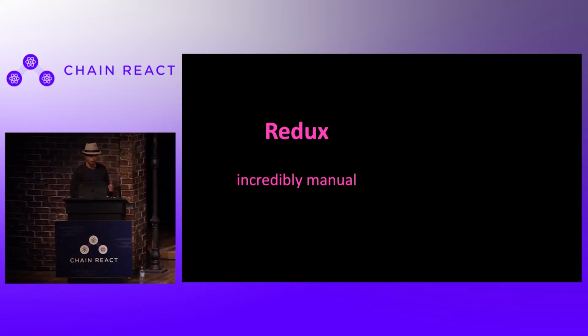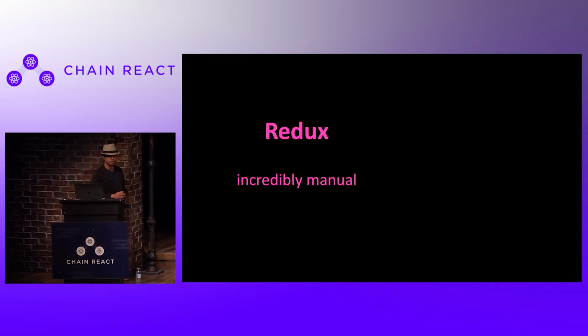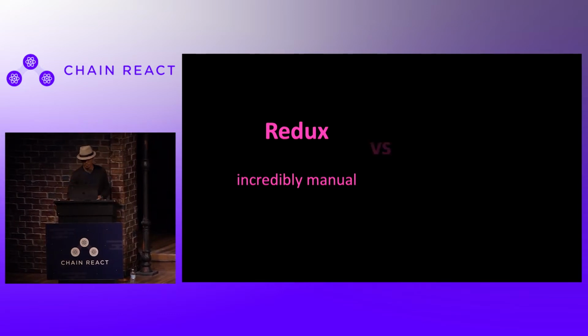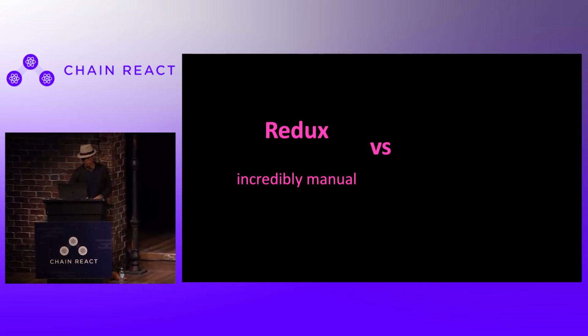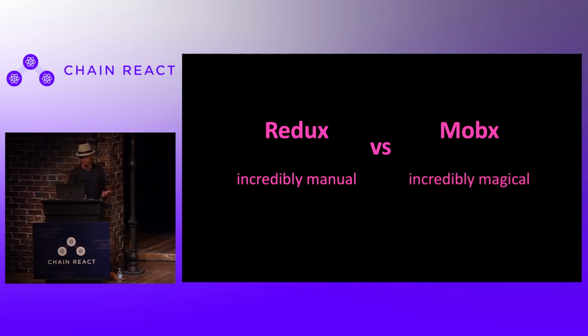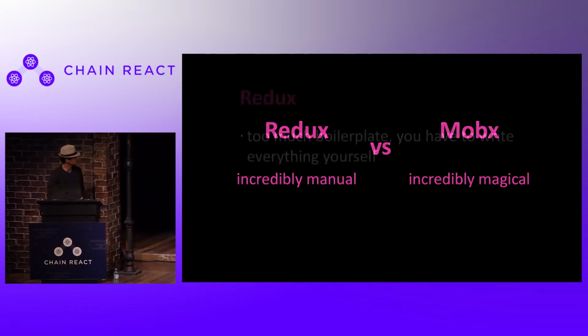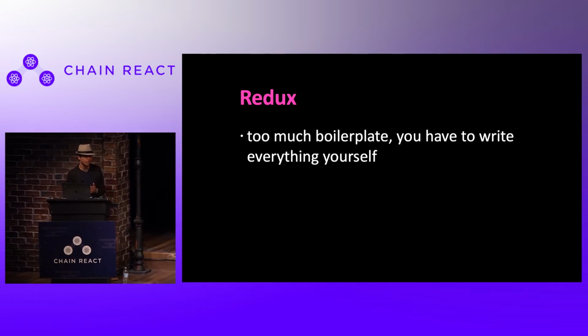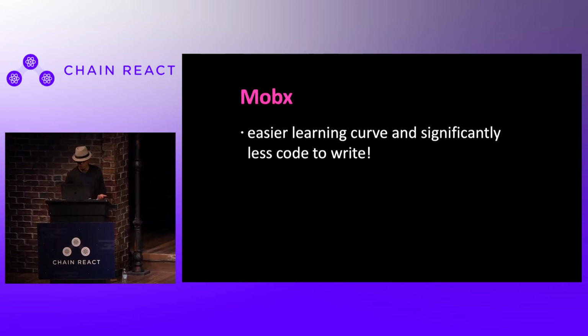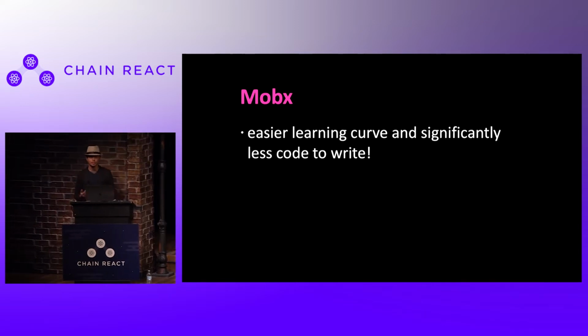Okay, so we also know that Redux is incredibly manual. But do you know that there's another state management library in React that you can use? Lo and behold, we have MobX. It's incredibly magical. You'll see that in a bit. Now, why do some developers prefer MobX over Redux? They say Redux gives you too much boilerplate. MobX, on the other hand, has an easier learning curve and significantly less code to write.